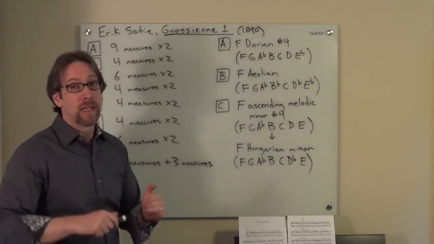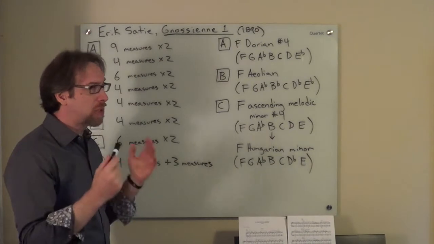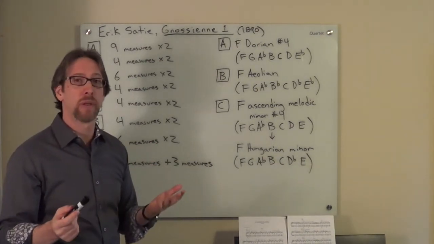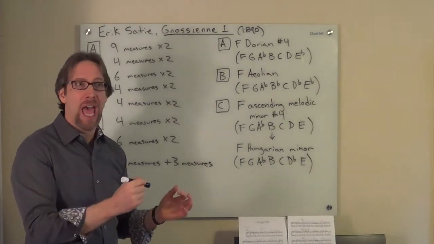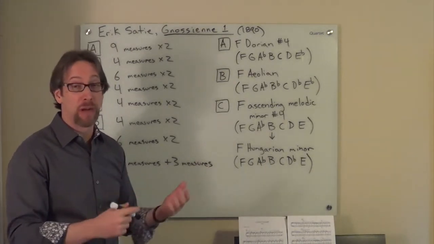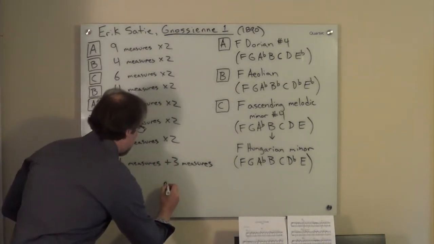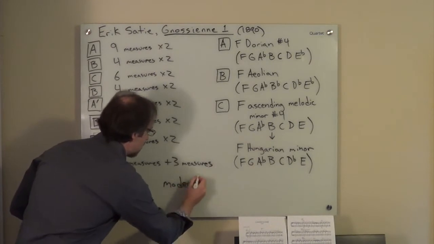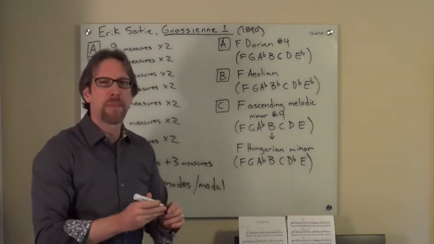Erik Satie, French composer, late 19th century. This was a time period in Western music history where composers were starting to look back at medieval music for some inspiration. And if you go back to medieval music, theoretically, they're using modes, and it was called modal music. There was a bit of influence.